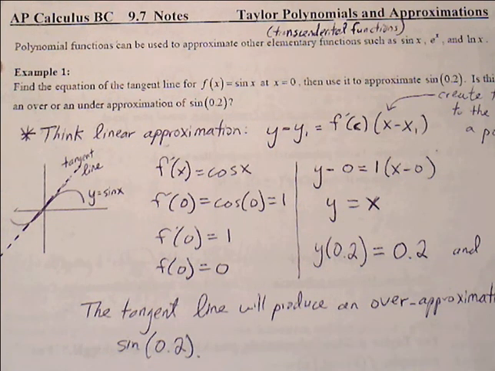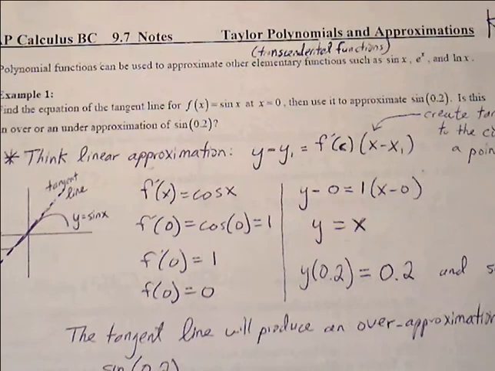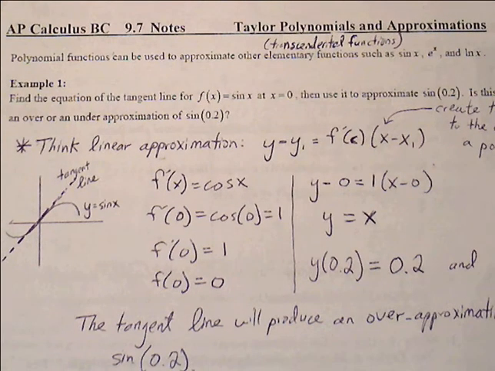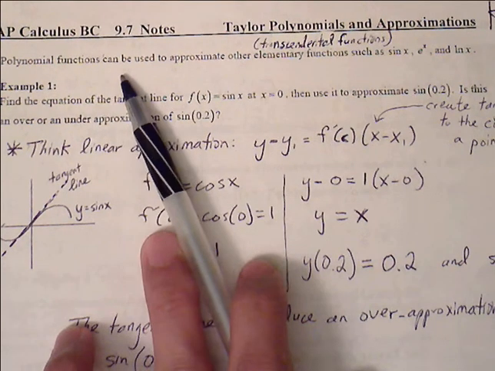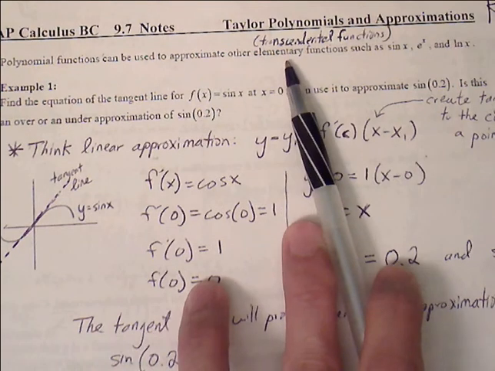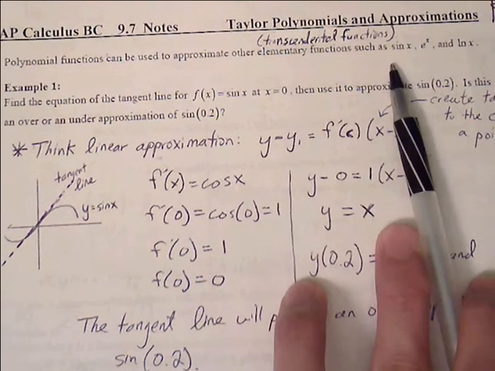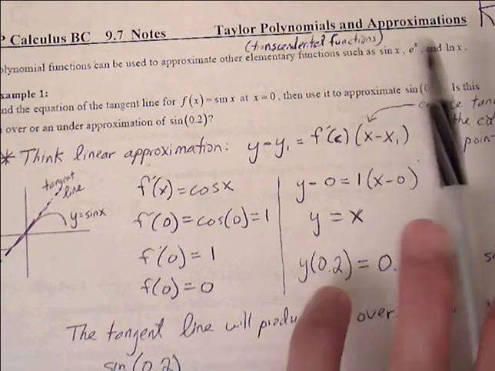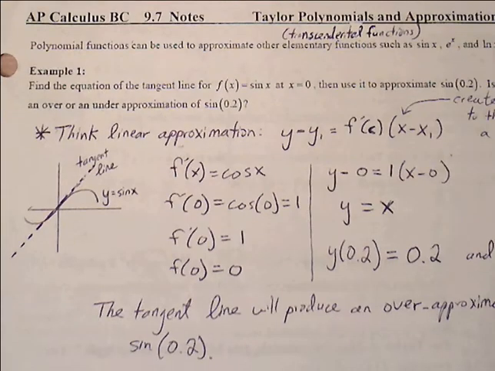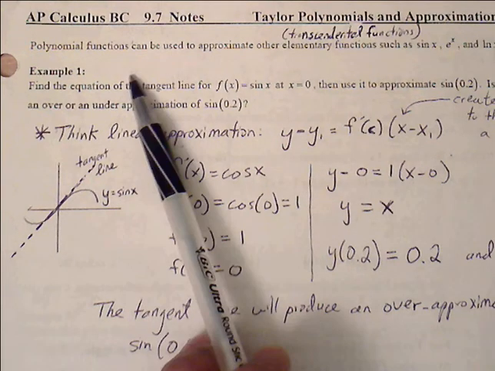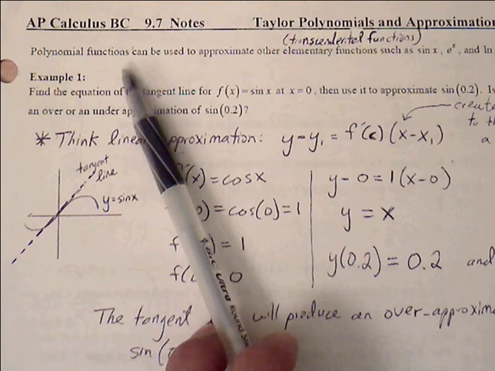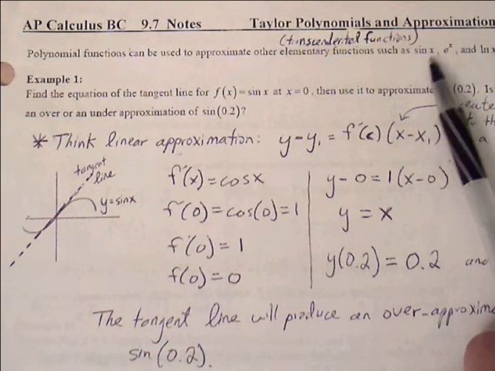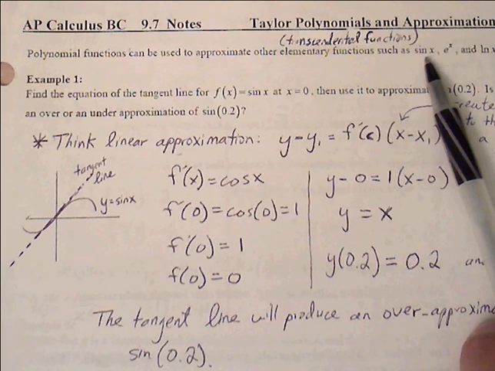Here we have notes for chapter 9.7 on Taylor polynomials and approximations. First off, polynomial functions are very useful. They can be used to approximate other transcendental functions such as sine of x, the exponential function e to the x, and natural log of x. Polynomial functions are very versatile, and they are easy to manipulate and easy to use. We can use these functions to help us create very similar copies, and sometimes even exact copies, of these other types of functions.